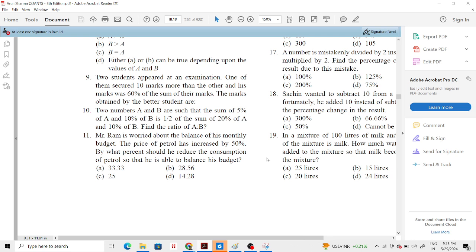And remember this one, that in CAT pattern recognition is very important. When you see a sum, you need to realize that this sum falls in this pattern, and accordingly we'll have to start. For example, allegation and mixture sums are very much pattern oriented. When you see a sum, you need to recognize the pattern, that I know the formula, I know where to put what, and then you can do the sum. So that is important.